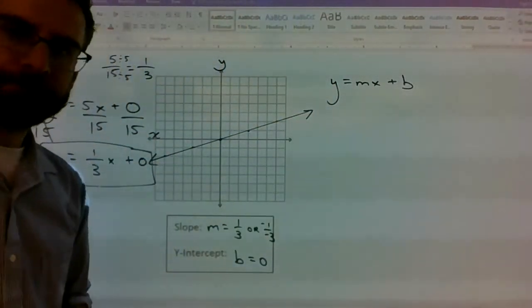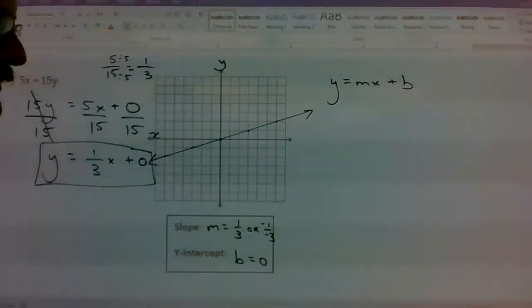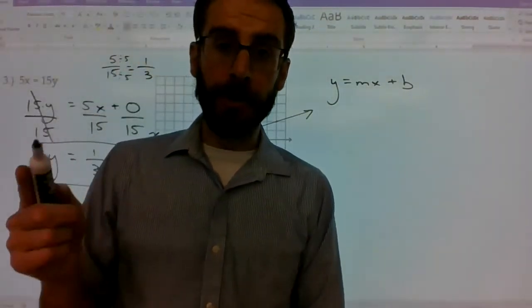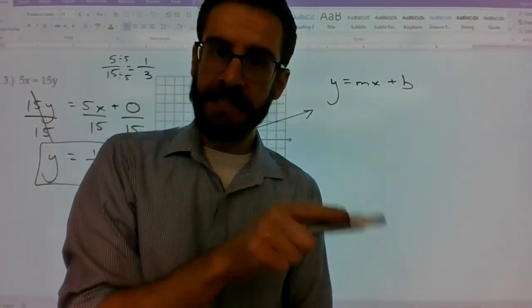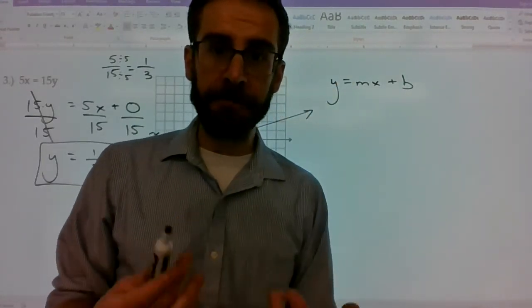All right, everybody, there it is. Hopefully you made sense of the whole idea of we're using Chapter 2 skills to make better sense of Chapter 5 graphing.